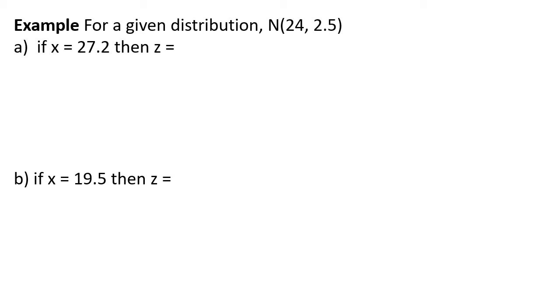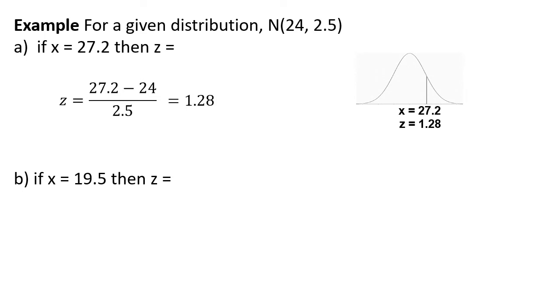So we'll use our formula for the z-score. We'll do z is equal to our observed value, 27.2, minus the mean, divided by the standard deviation. So that gives us a 1.28 z-score. That means that 27.2 is 1.28 standard deviations above the mean. So we could draw a little picture, and that's what it would look like. There's a vertical line right there at an x value of 27.2. It's to the right of our mean.